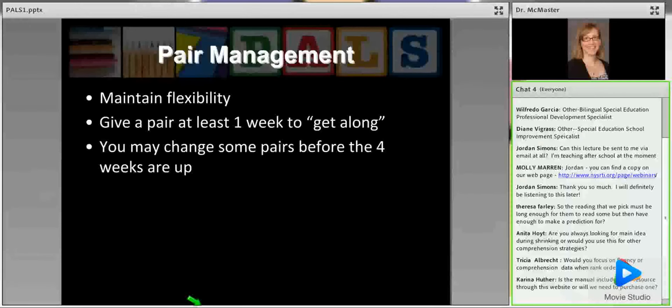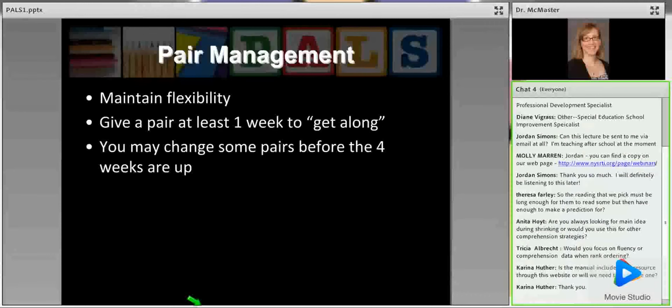Yes, so the manual is not included in the website. I will give you, on the last slide, I believe, the link to the PALS website at Vanderbilt. The manual is $40. They basically sell them from Vanderbilt at cost. And again, I do encourage that you purchase one. You can always buy one and share. There's materials in there to reproduce. There's scripts that help you train your students to do PALS. So, yep, I'll give you that info at the end.